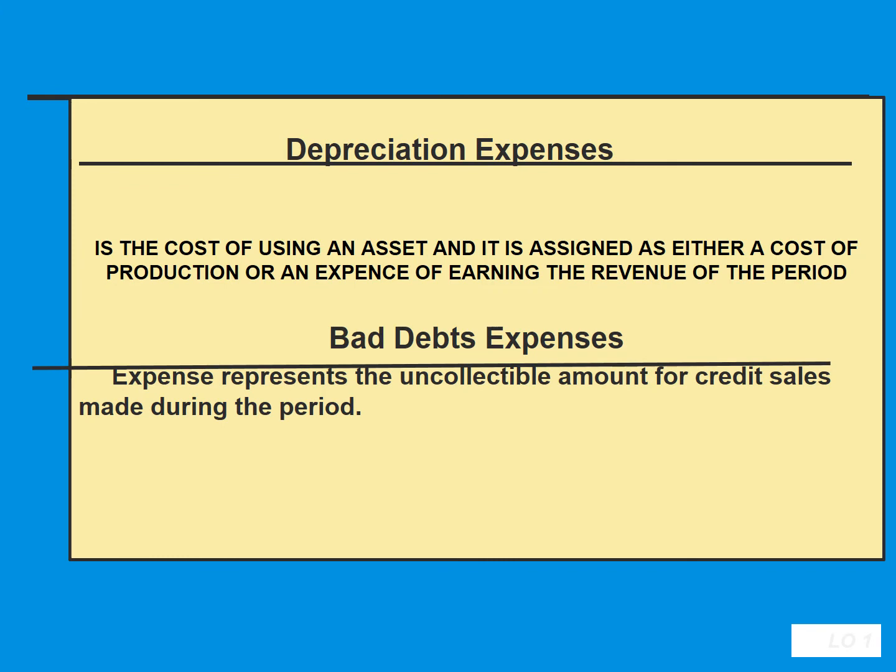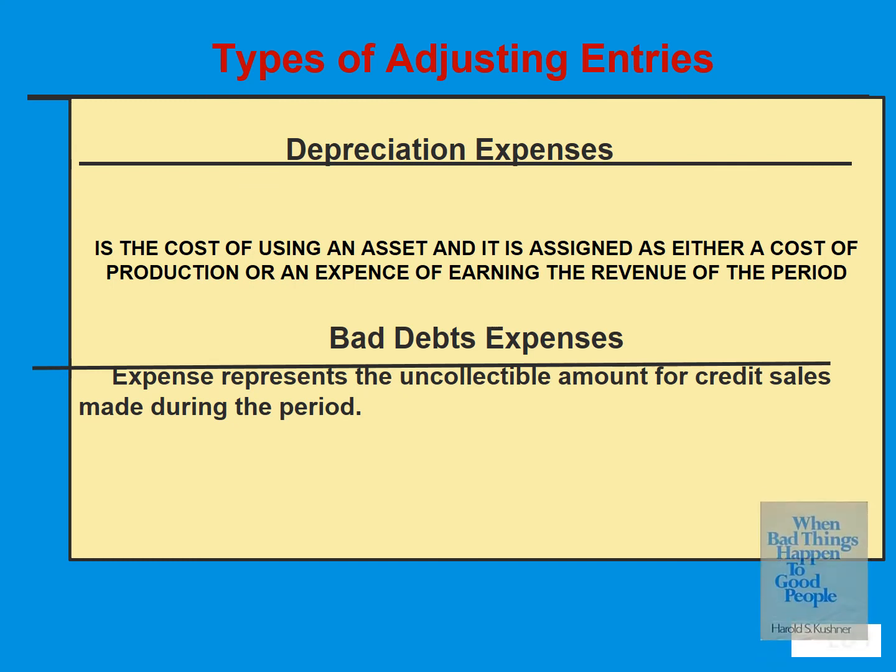Types of adjusting entries continue. C. Depreciation expenses. Is the cost of using an asset and it is assigned as either a cost of production or an expense of earning the revenue of the period. D. Bad debts expenses. Expense represents the uncollectible amount for credit sales made during the period.